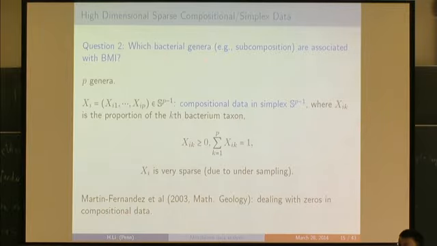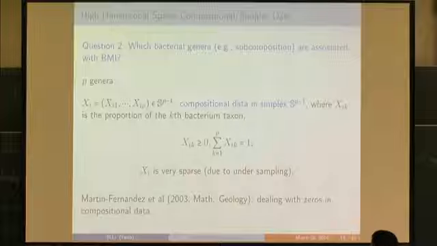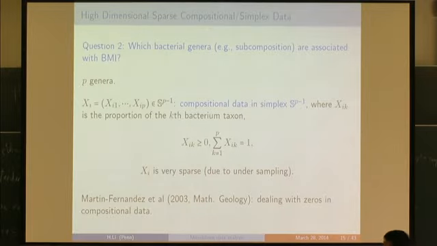So the next question we want to answer is, we want to find out which particular bacteria genera are associated with body mass index. Remember, we also have the body mass index information. So here the idea is you have, for example, 100 bacteria genera. You want to find a subset of them, and the subcomposition of the subset of genera may be related to the BMI.